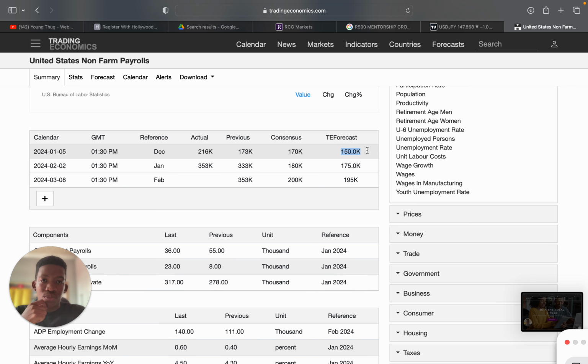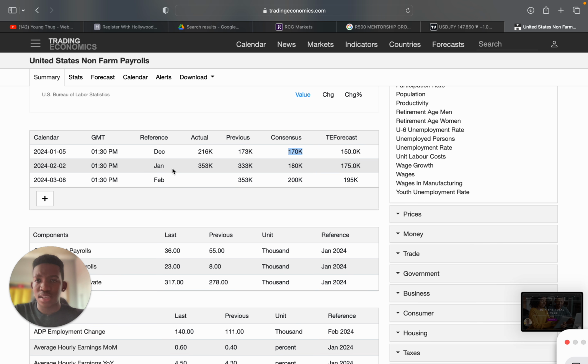And then the forecast is something that they see might happen after December's actual price. So even though it was 216 and the previous was 173, they concluded what the next one is going to be. The forecast is where they predict what's going to happen in the future, and the consensus is basically what they all agreed on what's gonna happen in the future.